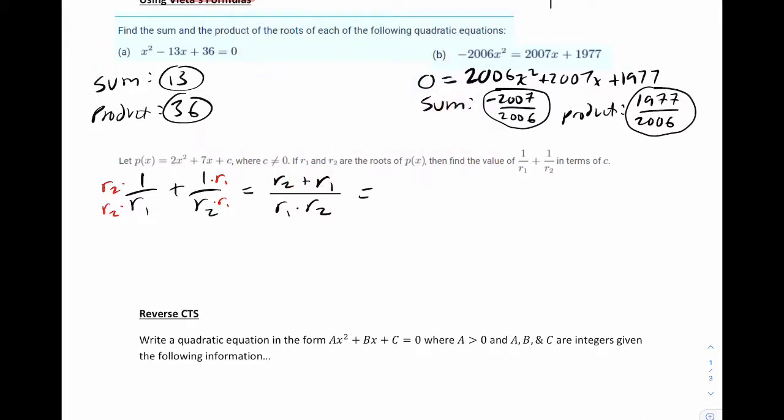So let's do that. That would be negative 7 over 2. This bottom part is the product. So that's going to be c over 2. Let's reduce that. Negative 7 over c is our answer. And we're done.